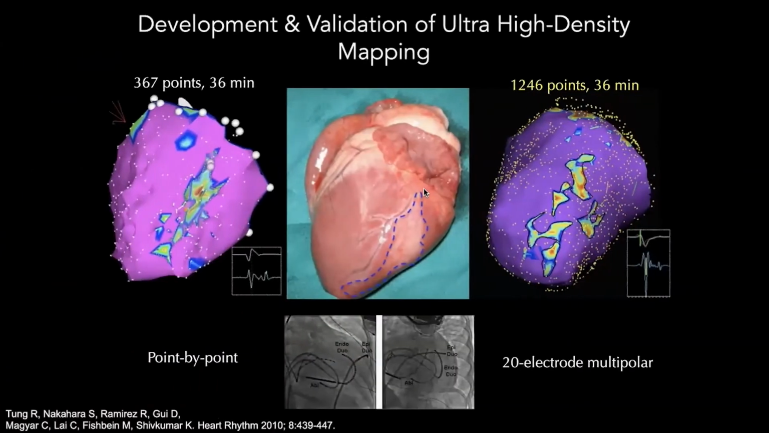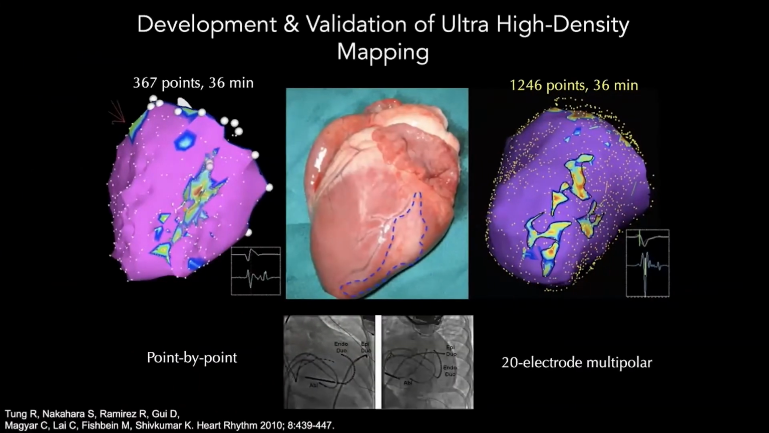My charge is to really talk about what we've learned using ultra-high density mapping tools about VT. And here you can see that in 2008, we started trying to do validation of a multi-electrode catheter with 20 poles here with the EnSite system compared to point-by-point Cardo, which was clearly the gold standard at the time.